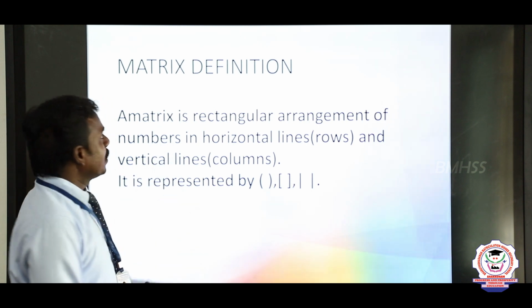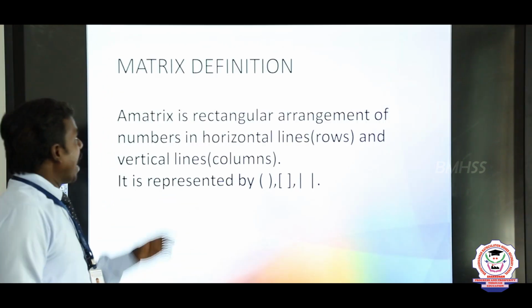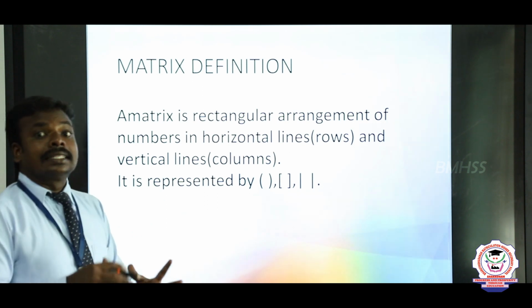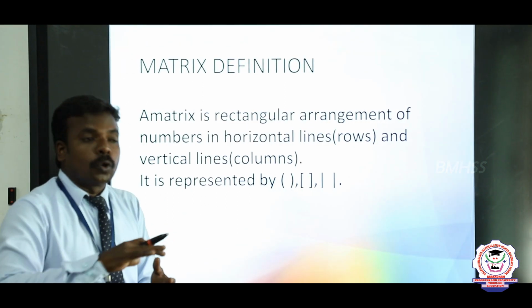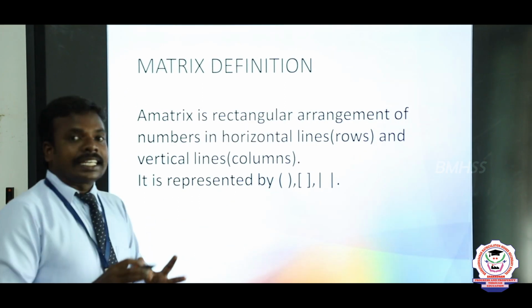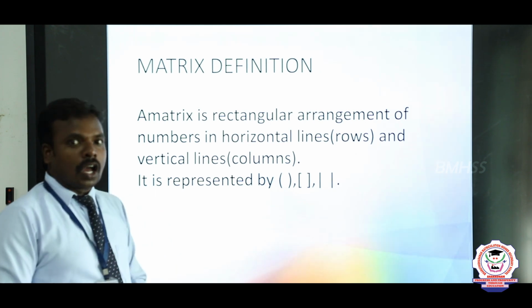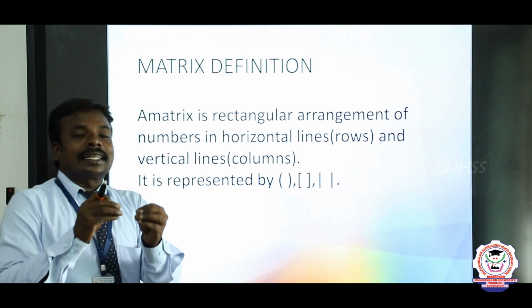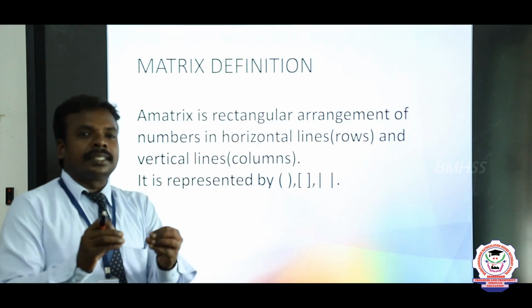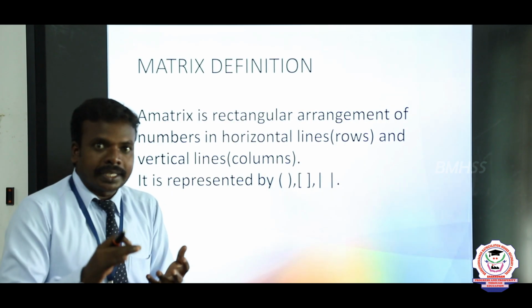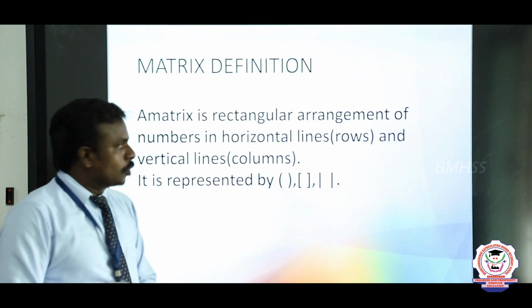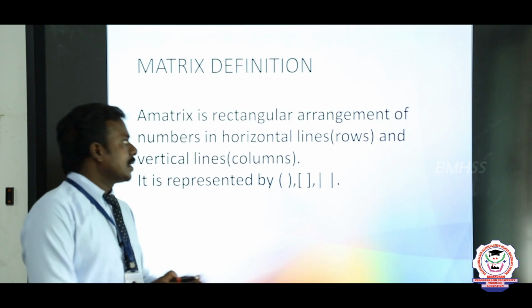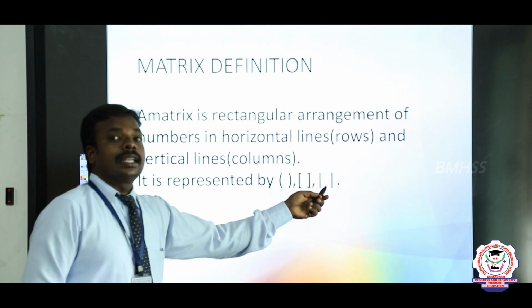So what is a matrix? A matrix is a rectangular arrangement of the numbers in horizontal lines, that is horizontal rows, and vertical lines, that is vertical columns. It is denoted or represented by an open bracket and a closed bracket, or double bars.